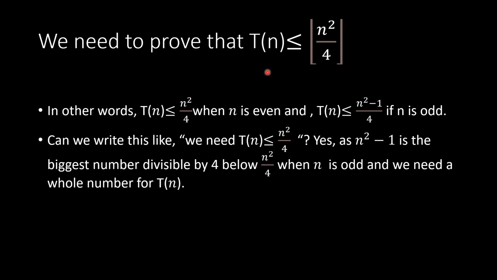Looks quite complicated, but it means that when n is even, we have to just show that the number is less than or equal to n square over 4, and when it is odd, it is less than or equal to n square minus 1 over 4. But n square minus 1 over 4 is basically the biggest whole number divisible by 4 below n square by 4 when n is odd. So therefore we can write the whole sentence as: we need to prove that Tn, or the number that we want to find, is less than or equal to n square over 4.